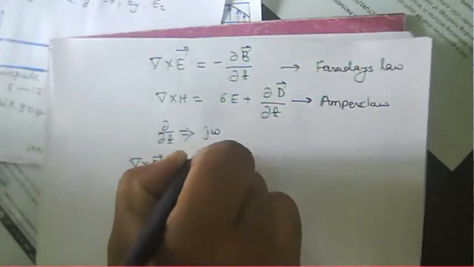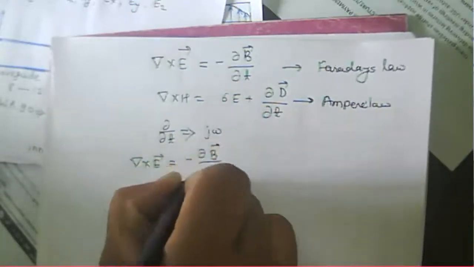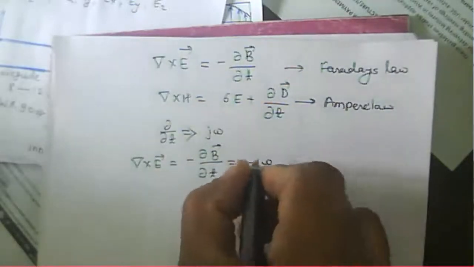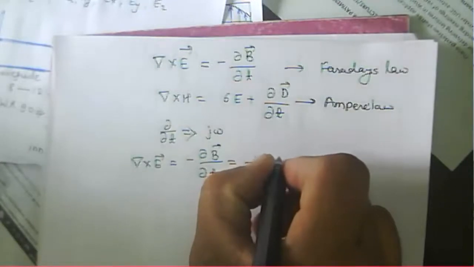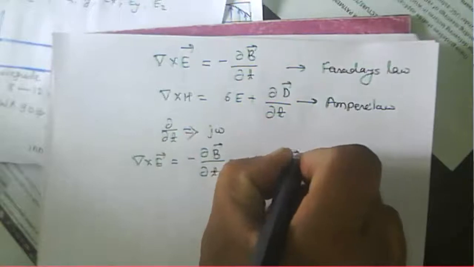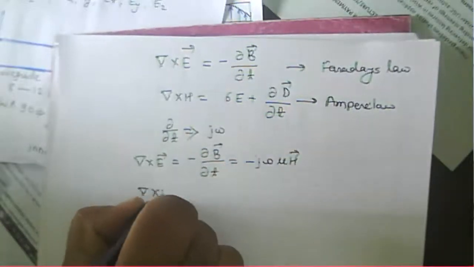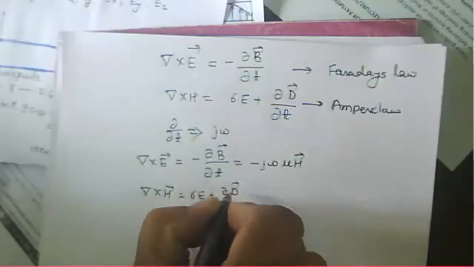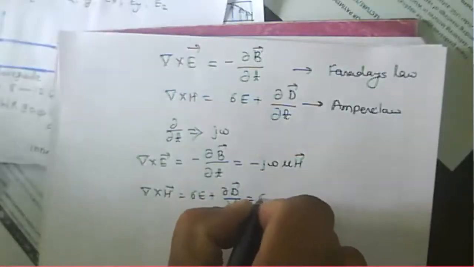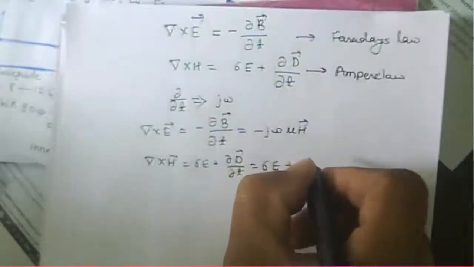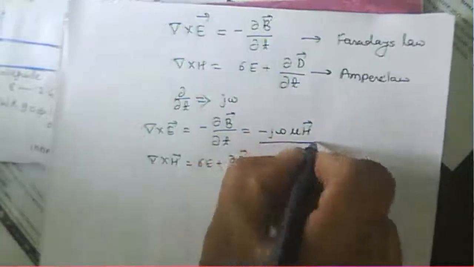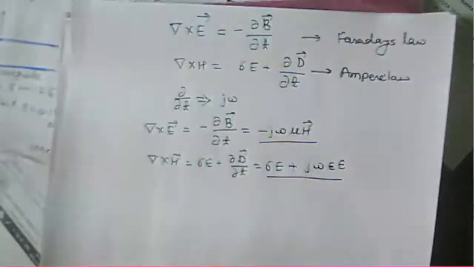Del cross E is equal to minus del B by del t. That del by del t is replaced by the factor minus j omega, and then B is equal to mu H. Similarly, del cross H is equal to sigma E plus del D by del t, which is sigma E plus j omega epsilon E. Now this one is the required solution for us.